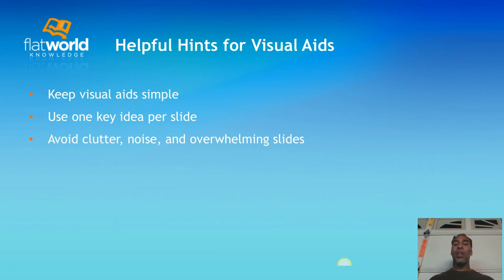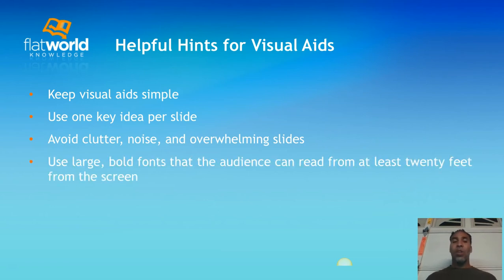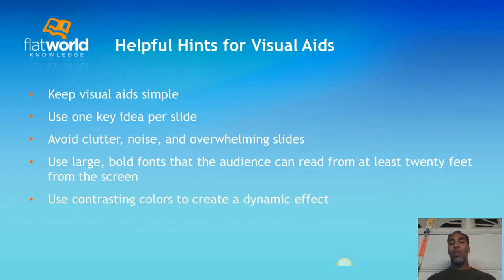Avoid clutter, noise, and overwhelming slides. Use large, bold fonts that the audience can read at least 20 feet from the screen. And you should know that. So if I go give a presentation and I know where the screen is, can everybody in the room see the screen? If they can't, then I need to do something different. Use contrasting colors to create a dynamic effect. And I'm sure all you guys can understand colors and know how to match them. But if you don't, there are plenty of resources that can assist you with that. But I'm pretty sure all of you know how to do so.